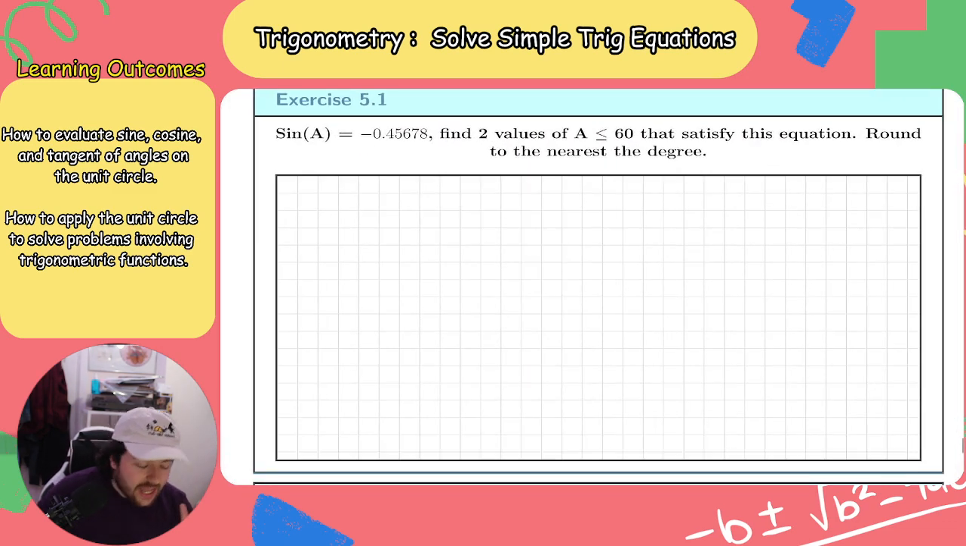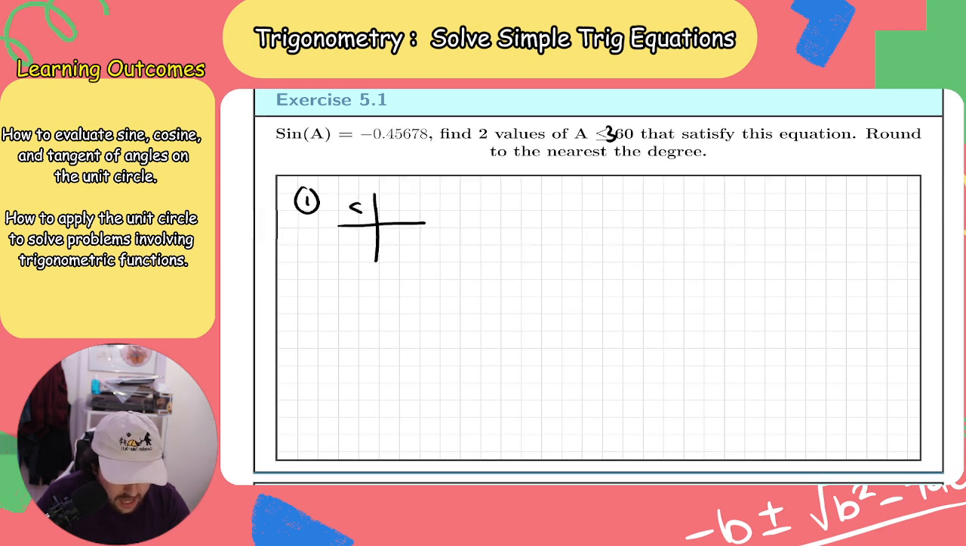So sine A is equal to minus 0.45678. Find two values of A less than 60 degrees that satisfy this equation. I think that's meant to say 360, oopsie daisy. So two values of A less than or equal to 360 degrees that satisfy this equation, round to the nearest degree. So step one, find which quadrant it lies in.